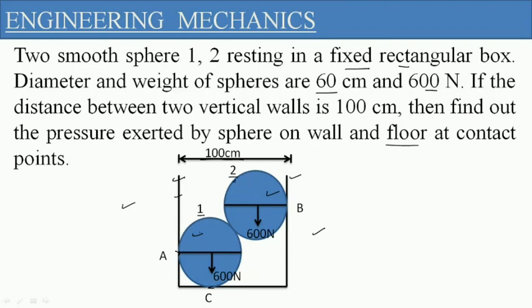And this is our sphere 2. Sphere 2 is in contact with the other vertical wall at point B, and sphere 2 is in contact with sphere 1. So this is another point of contact, but it is between the spheres. Here we don't need to define the pressure at this particular point, but to define the pressure at these contact points, we need to define the reaction at these points. So let's start the solution.